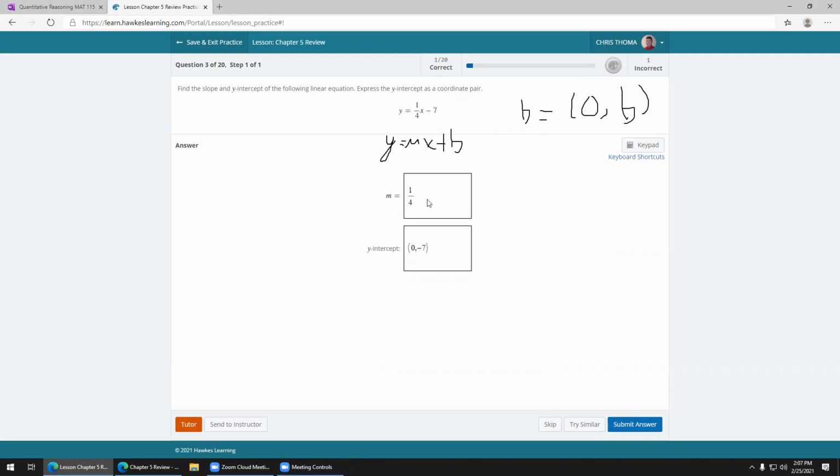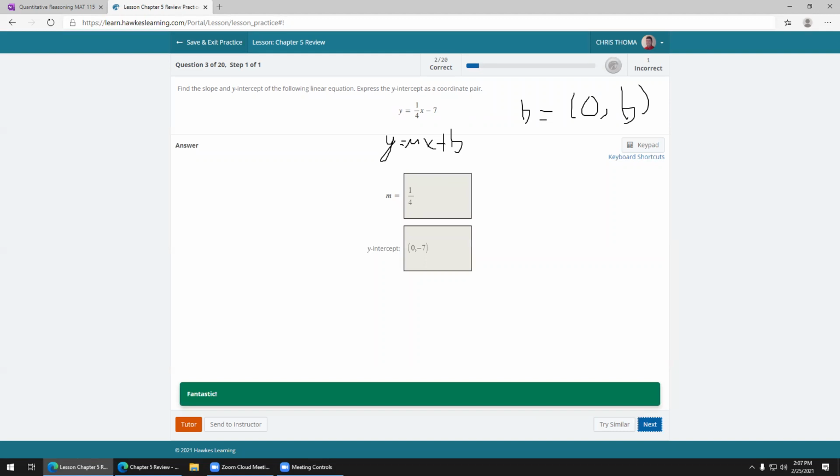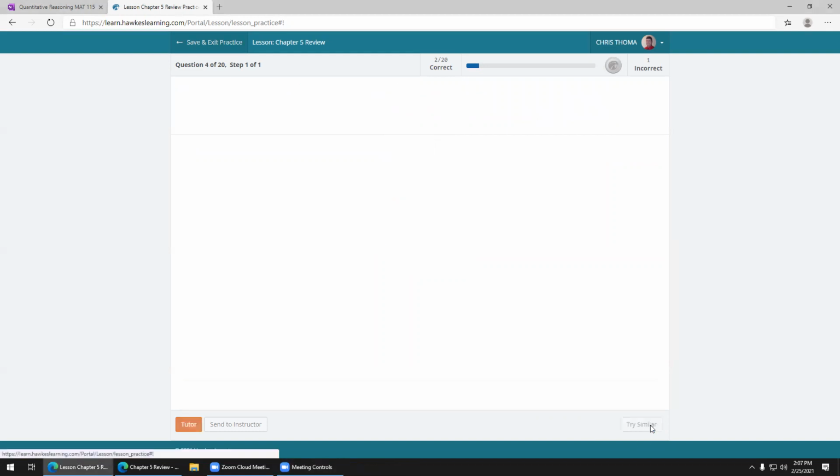So if you just put in -7, that is not the correct answer. It's not a Hawks issue, which I hear a lot from my students and students I tutor. The correct answer: the y-intercept is a point where x is 0, comma, b. So don't forget that, because nothing's more frustrating than doing it and thinking it's the software when you think you're right. It is a point.